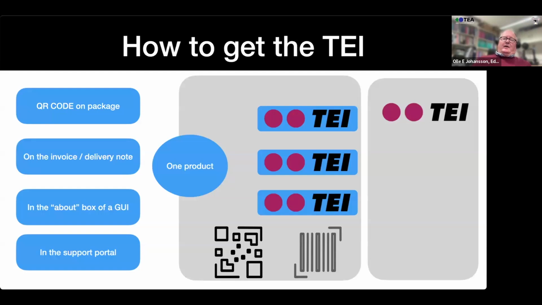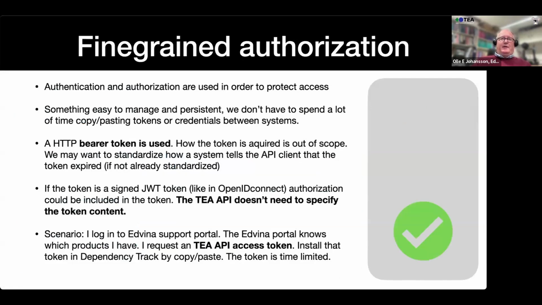And the question is, how do we get this out to customers? Well, it could be QR codes on packages, on the invoice, delivery note, in an about box if we have a graphical user interface, or in the support portal. There'll be many different ways to get the transparency exchange identifier.